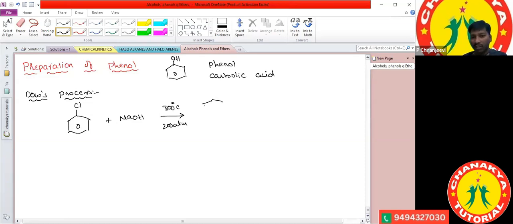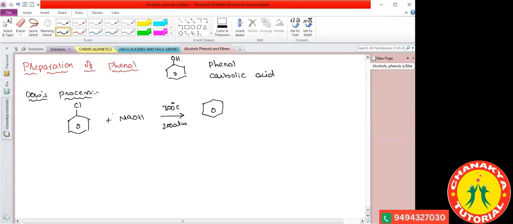First, it forms sodium phenoxide. So this reaction is a nucleophilic substitution reaction. Is there any possibility to carry out nucleophilic substitution reactions at room temperature? No, it has to be at high temperature.